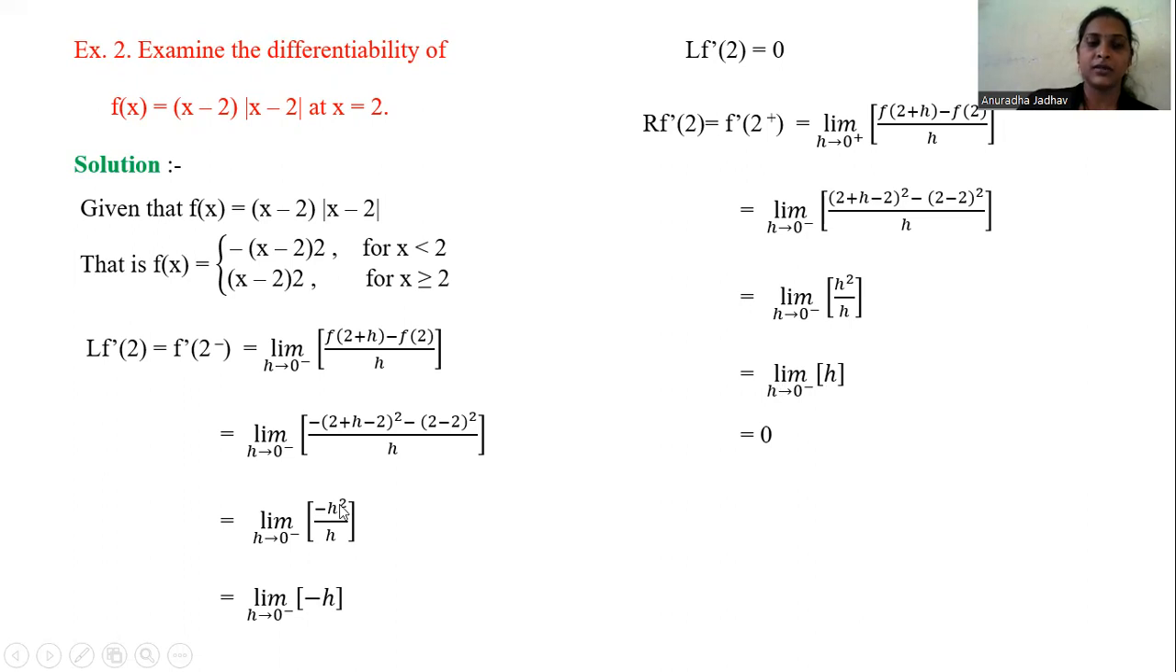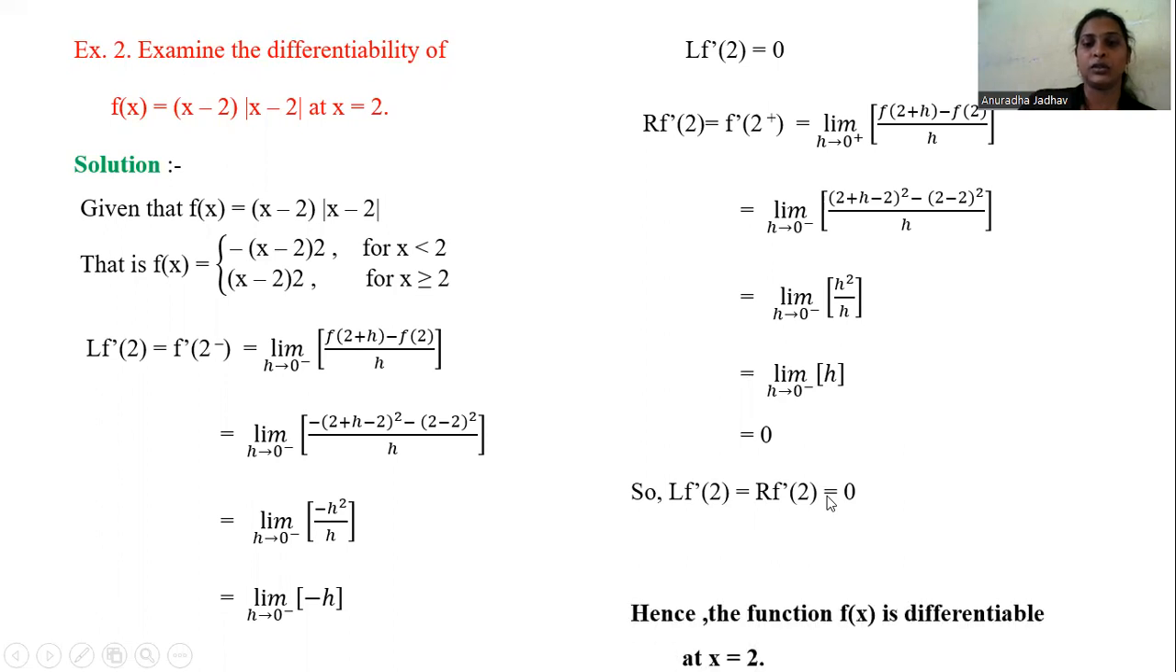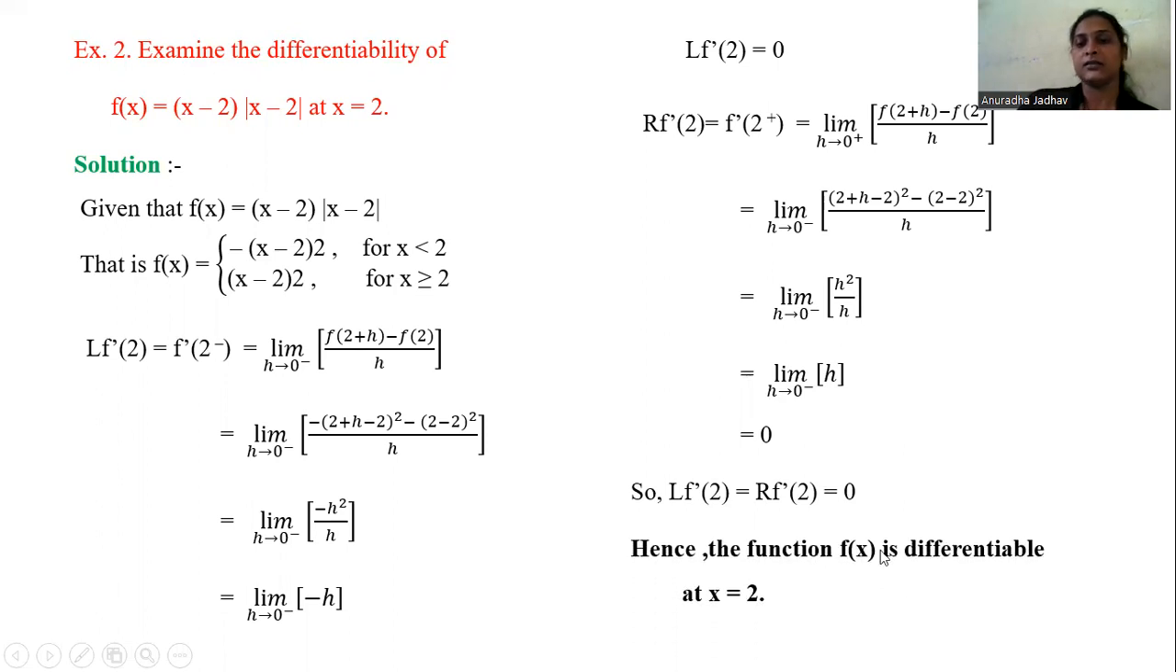From the left hand side limit and right hand side limit, it is clear that both the values are equal. Therefore, the given function is differentiable at x is equal to 2. And finally, we say that the given function f of x is equal to x minus 2 into mod of x minus 2 is differentiable at x is equal to 2.